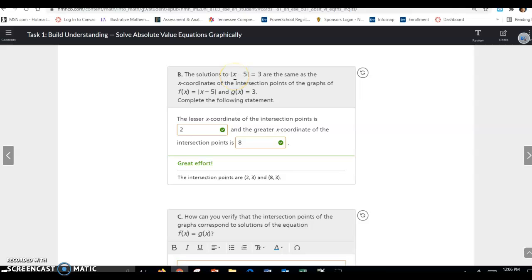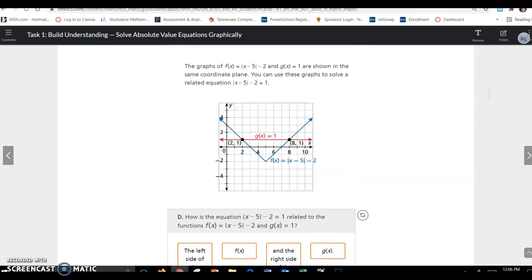So if I put 2 in for x, 2 minus 5 is negative 3. The absolute value of negative 3 is 3. 3 equals 3, and there's my 3. I can do the same thing with 8. 8 minus 5 is 3. The absolute value of 3 is 3, so 3 equals 3. So all you have to do is plug in the points to see if they work.